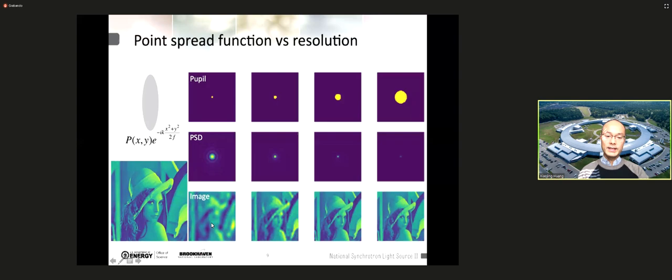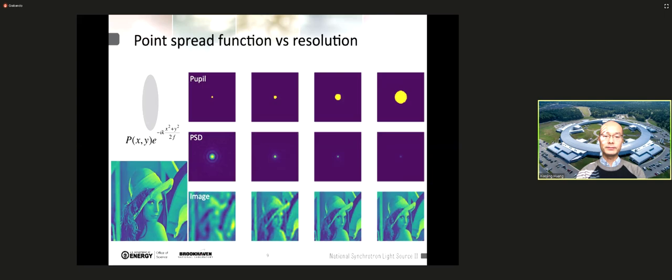If we gradually increase the size of the pupil function, or the size of the lens, and increase the numerical aperture, eventually with the enlarged numerical aperture the point spread function shrinks and the image quality is improved. So this simple test tells us that in order to achieve a higher resolution, we really need to work with an imaging system with a large numerical aperture.